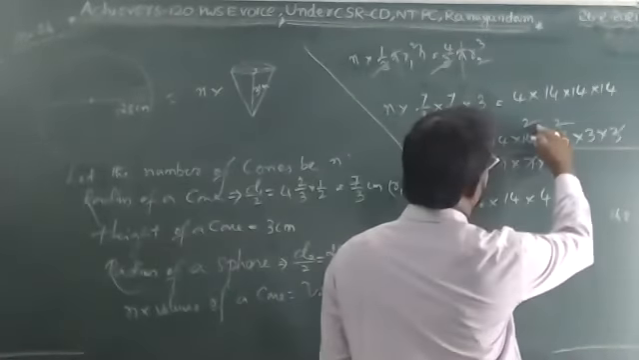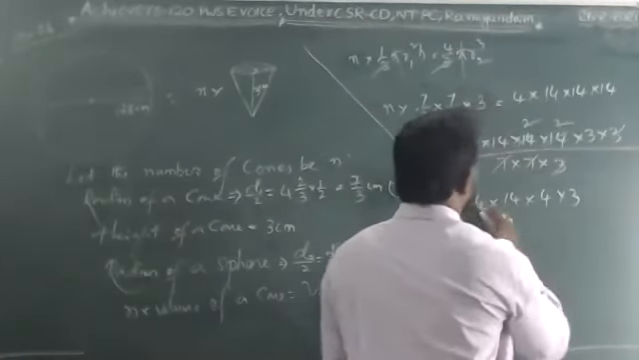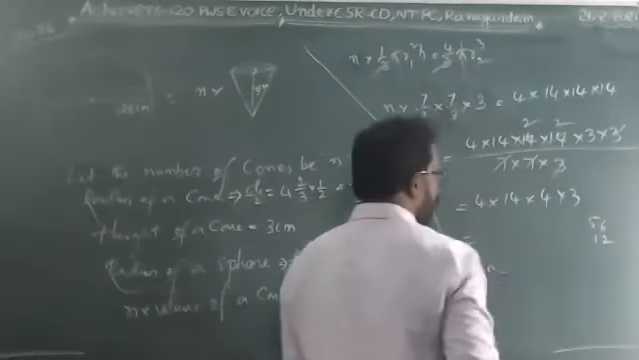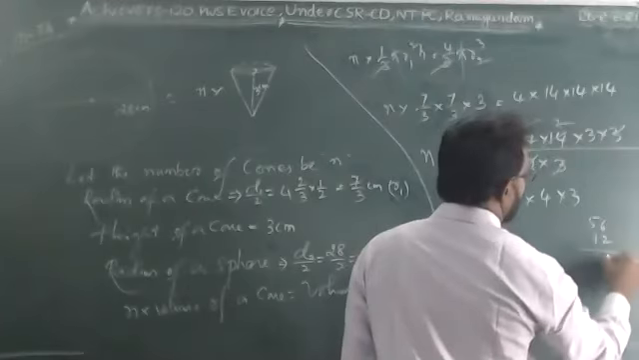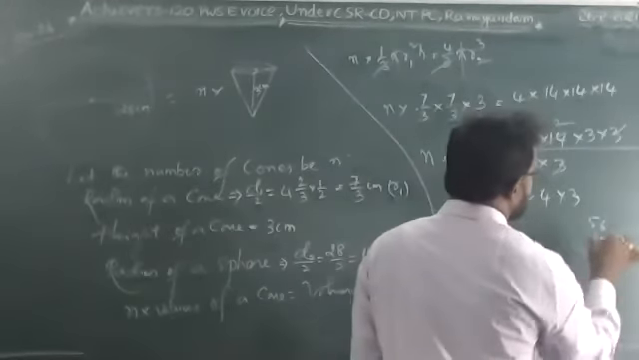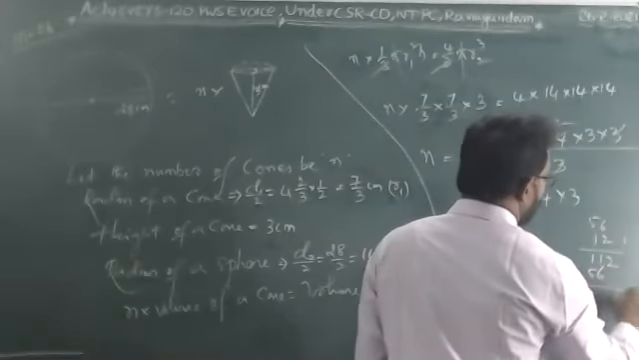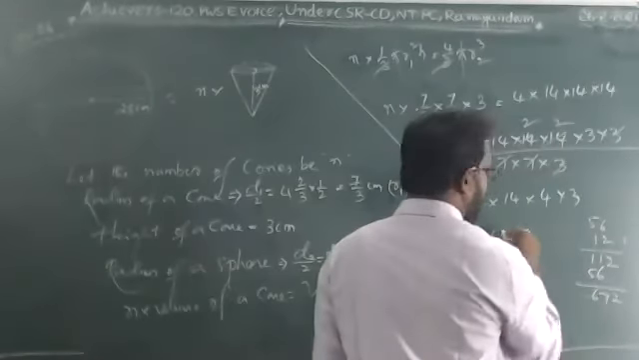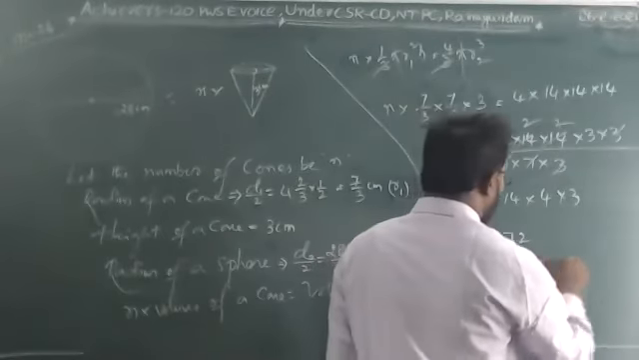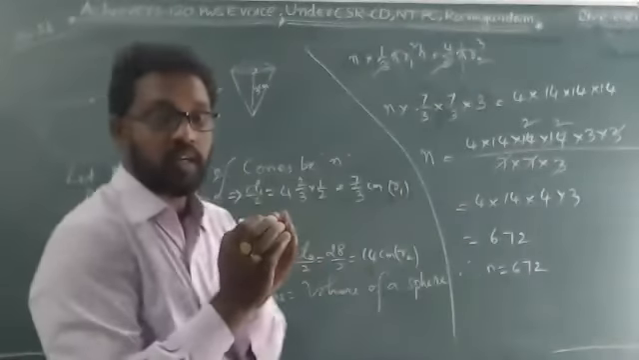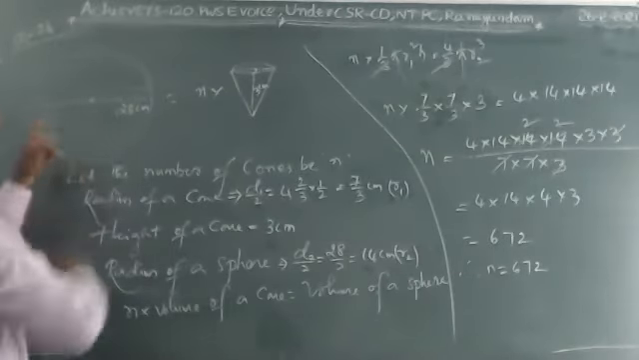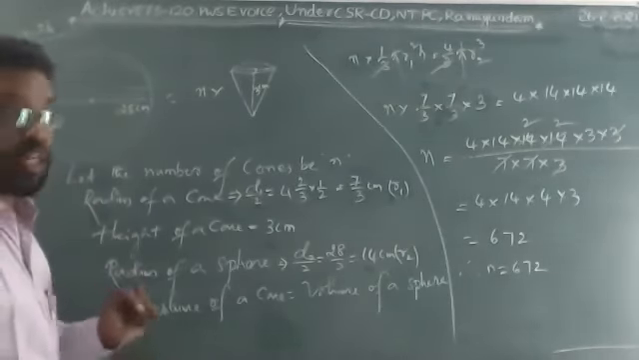4 into 14 into 4 into 3. Yes, 14 fours are 56. 56 into 12. 56 into 12 how much? 2 sixes are 12, 1 2 5s are 10 plus 1, 11. 1 six is 6, 1 five is 5. 672. 672 cones prepared from one sphere of diameter 28 centimeters.